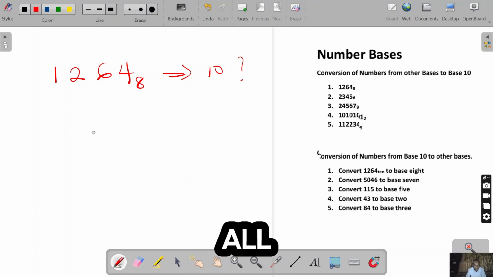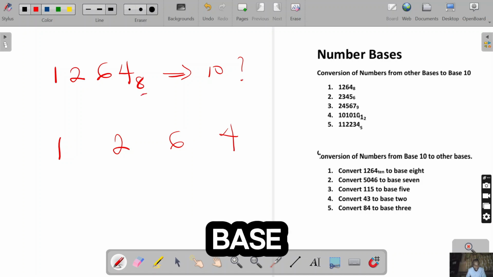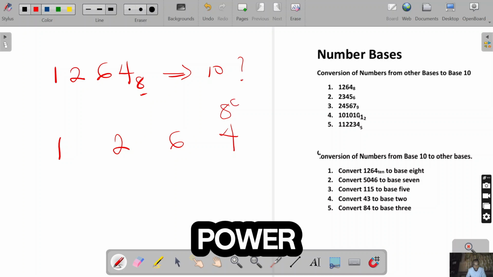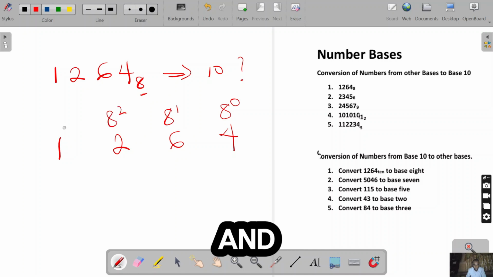How do we do this? All you need to do is just spread the digits 1, 2, 6, and 4, like that. Now I'm working with base 8. I'll write 8 here to the power 0, 8 here to the power 1, 8 here to the power 2, and 8 here to the power 3. Just follow this format, you will get it.